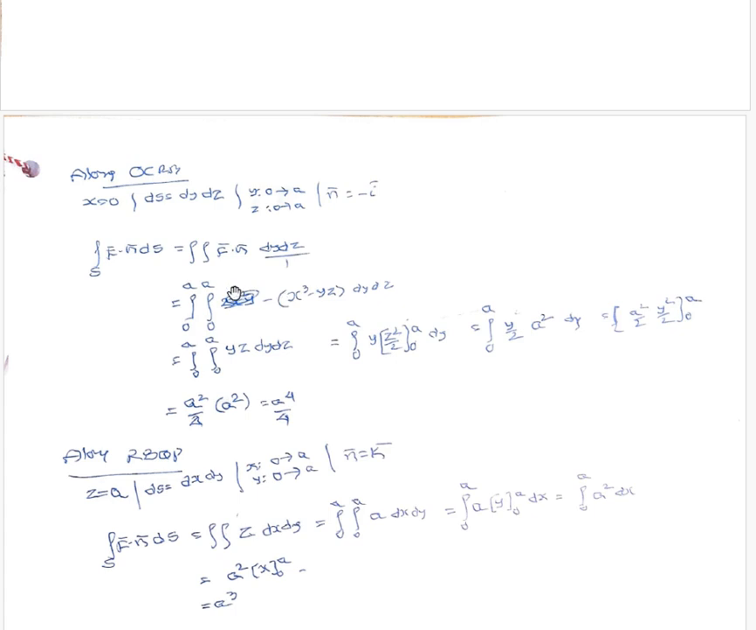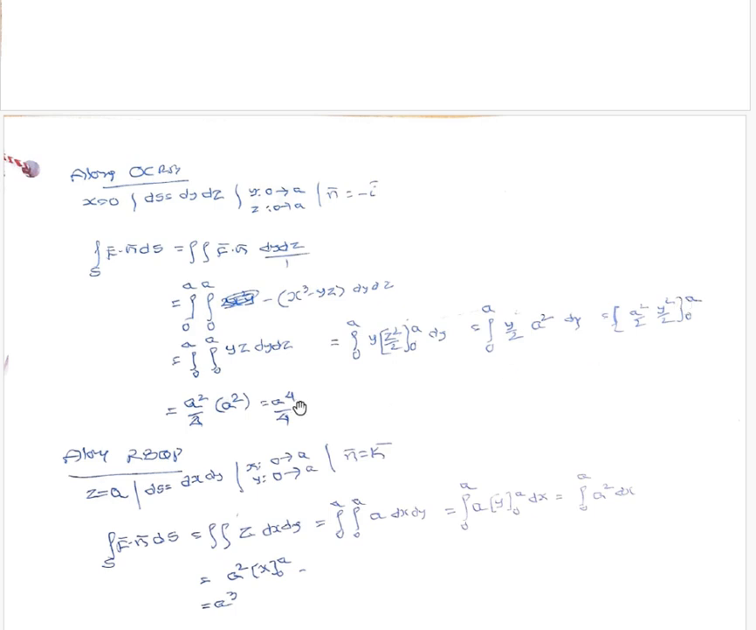So here you will get f bar dot n bar is minus of (x cube minus yz) dy dz. In place of x, if you substitute 0, you will get yz dy dz. So with respect to dz, we get y into z square by 2 between 0 to a, therefore y by 2 into a square is left. Now with respect to y, a square by 2 into y square by 2 between 0 to a.